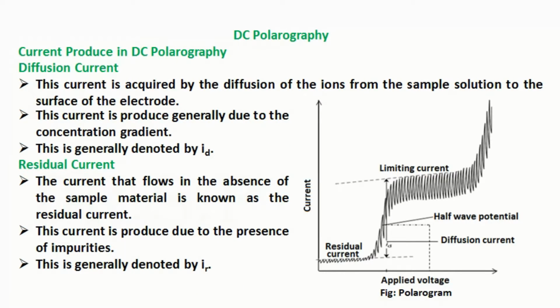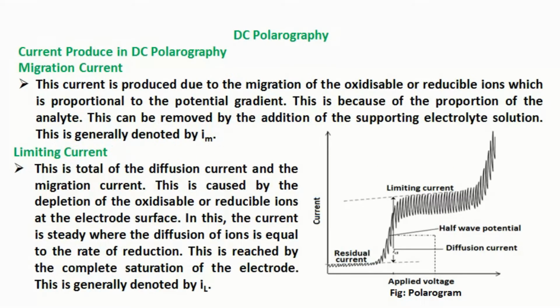Current produced in DC polarography. Diffusion current. This current is acquired by the diffusion of the ions from the sample solution to the surface of the electrode. This current is produced generally due to the concentration gradient, and is generally denoted by ID. Residual current. The current that flows in the absence of the sample material is known as the residual current. This current is produced due to the presence of impurities, and is generally denoted by IR.